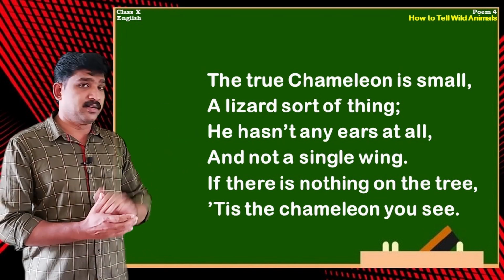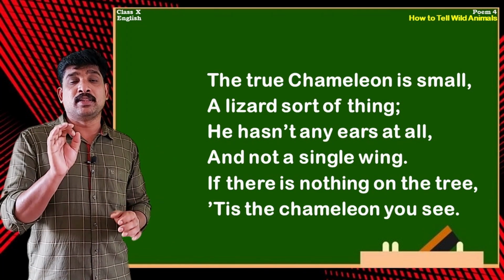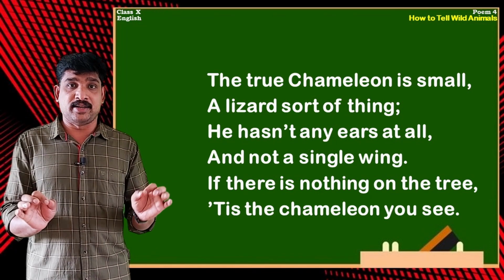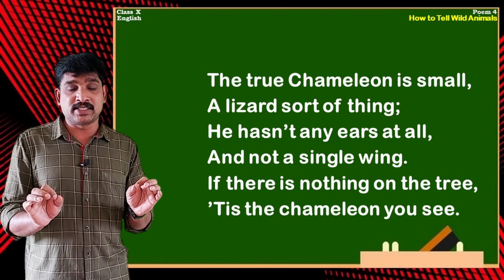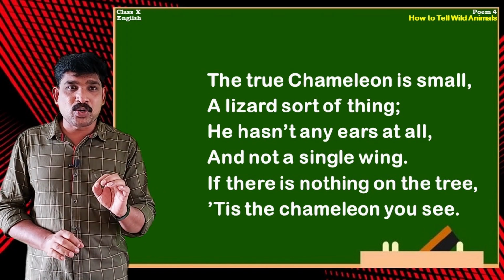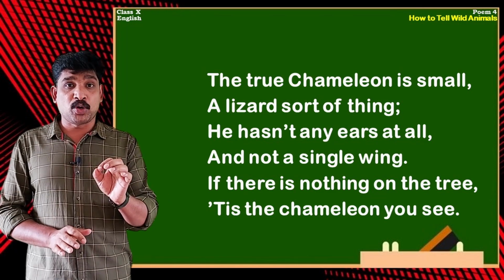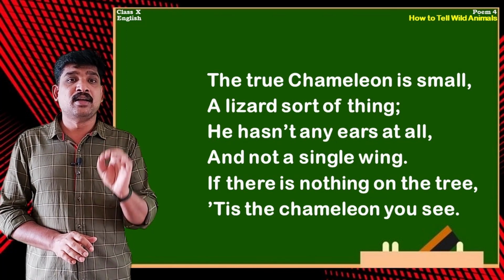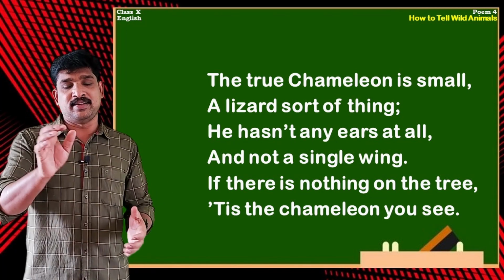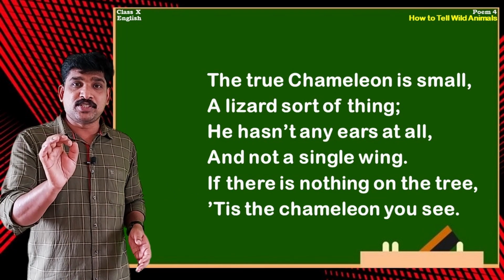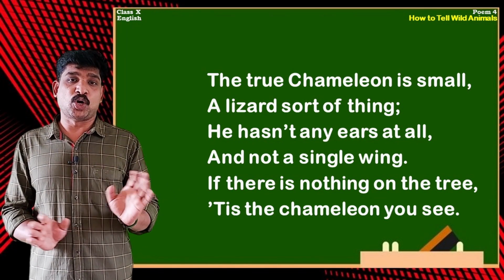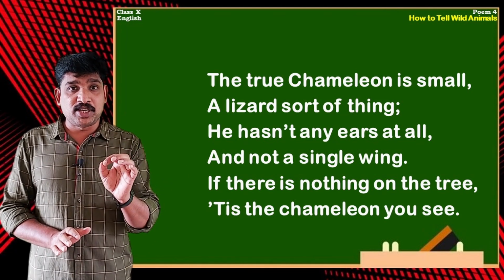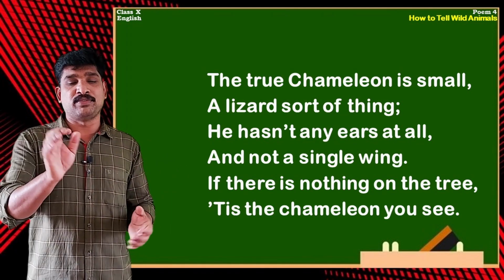In this last stanza, the poetess talks about the chameleon, which is a small creature. It looks like a lizard, but the difference between the two is that the chameleon does not have ears or wings. Moreover, she says that the chameleon has the ability to change its color according to the surface on which it is sitting. Therefore, if you see a tree and find nothing else on it, then it must be a chameleon sitting on it. It has changed its color into the color of the tree.